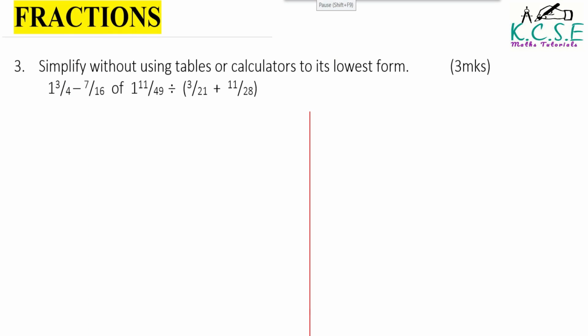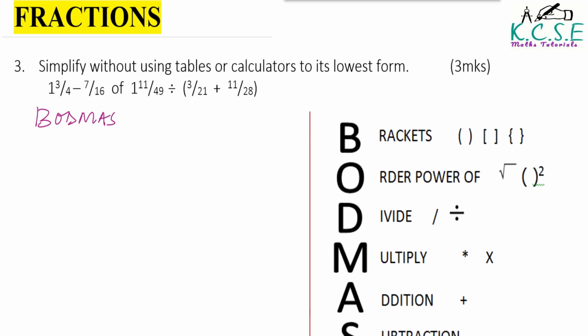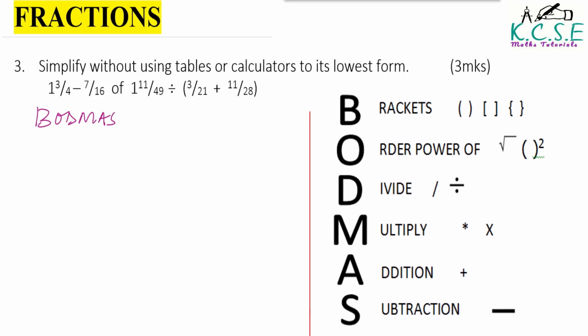Question number 3. Simplify without using tables or calculators to its lowest form. Looking at the question, you realize there are so many signs, so many operations: there's division, there's addition, there are brackets and so on. So it is very important, again, don't forget this. This is the rule of operation that we must follow. According to this rule, BODMAS, what should come first is removal of the brackets. So remove the brackets first.